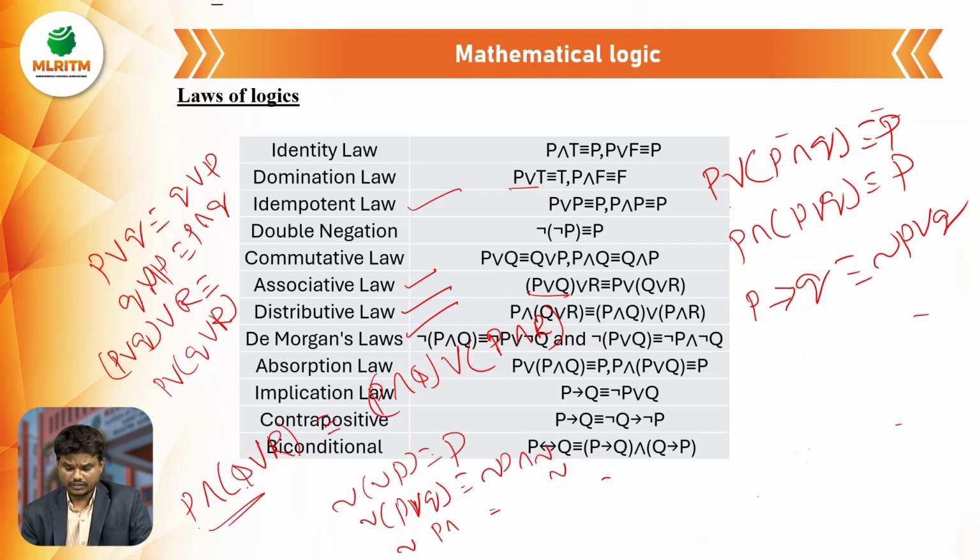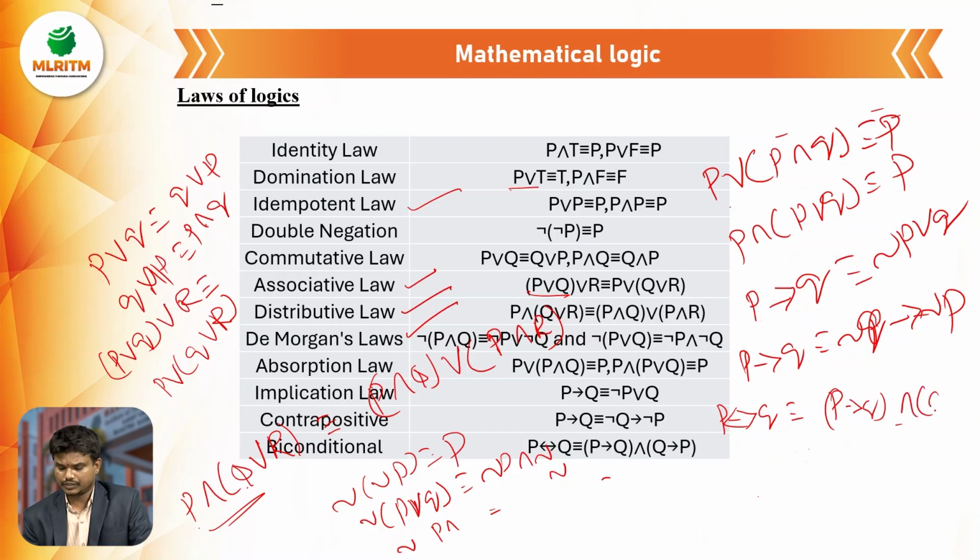And contrapositive law, that is P implies Q is equivalent to negation Q implies negation P. And by the biconditional law, P if and only if Q is equivalent to P implies Q and Q implies P. These are the laws of logic. Then we can solve some problems by using these laws.